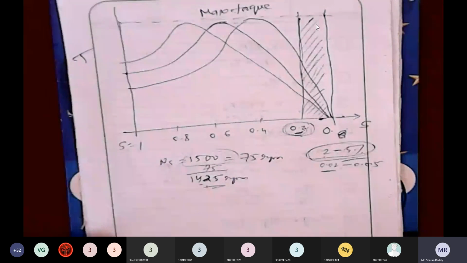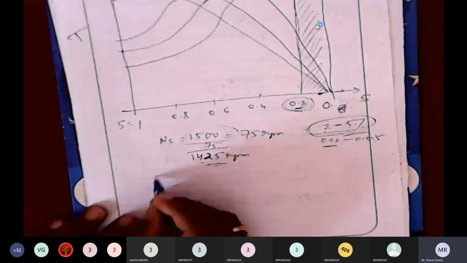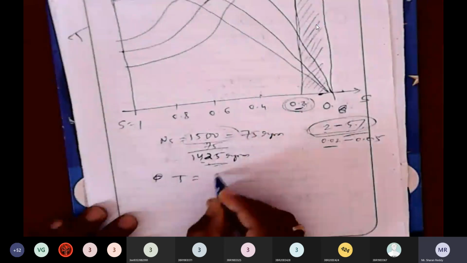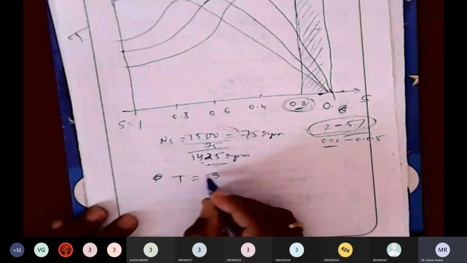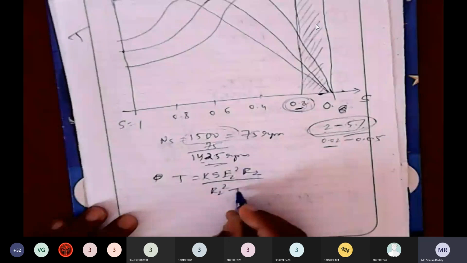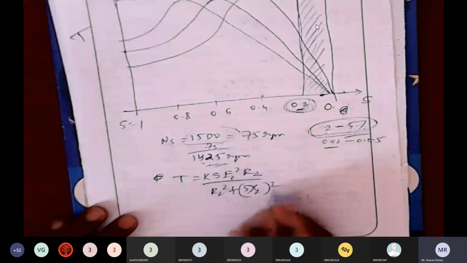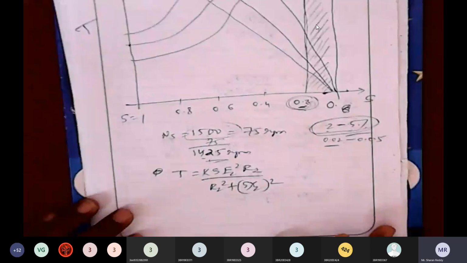So how did we get these plots? We know the starting torque, and you know the running torque formula. What is the running torque formula? T is equal to K s E2 square R2 divided by R2 square plus (s X2) whole square. This is the running torque, because to study all these characteristics, we use running torque only.